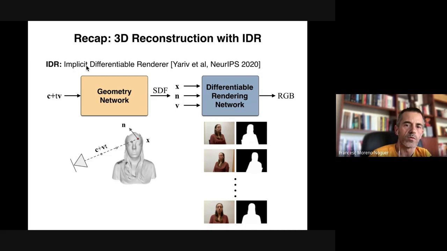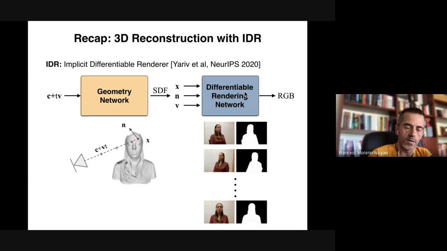and in particular we use implicit differentiable rendering. That's NeurIPS 2020 by Yariv et al. They train a network that, given a camera position and different points along the ray, estimates the SDF, the signed distance function of every point with respect to the surface. The supervision is done by attaching this to a differentiable rendering network: once they have the SDF, they produce the output image and compare it with the input image, so the training is done using just the input images.